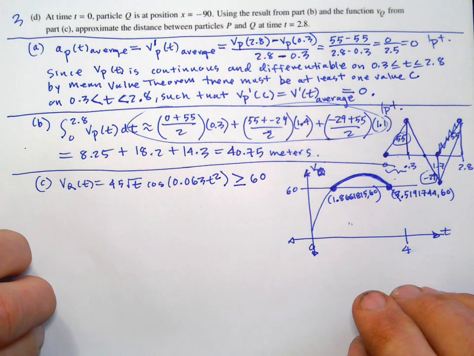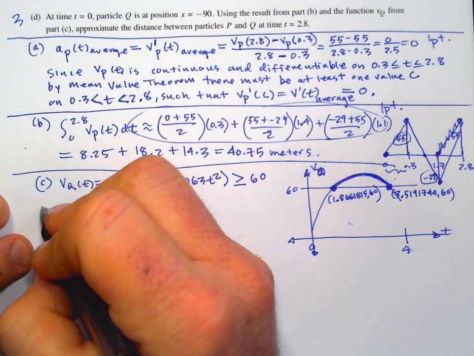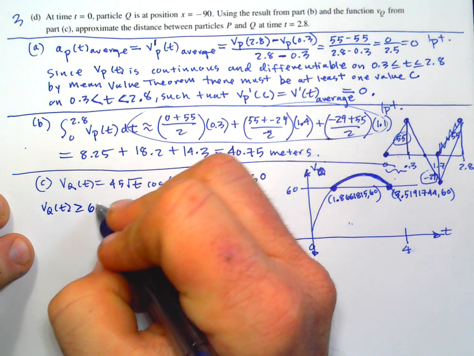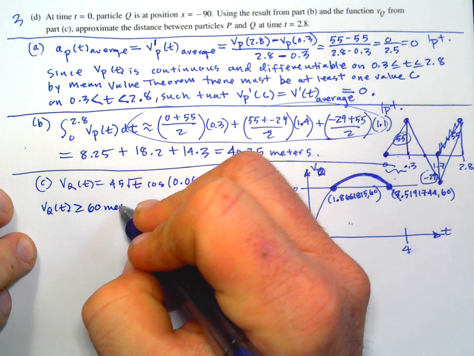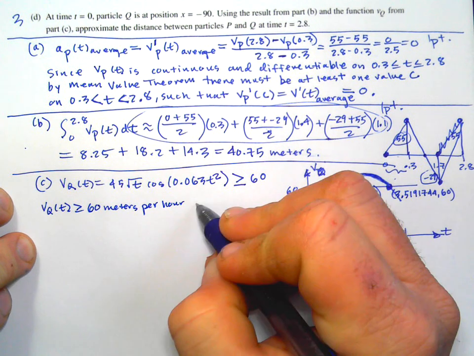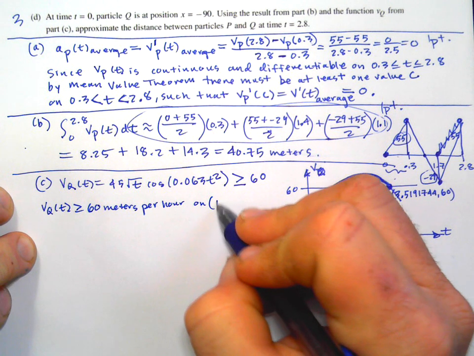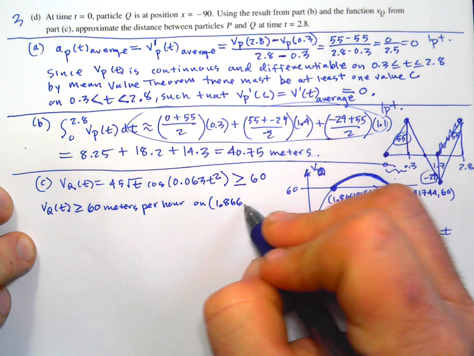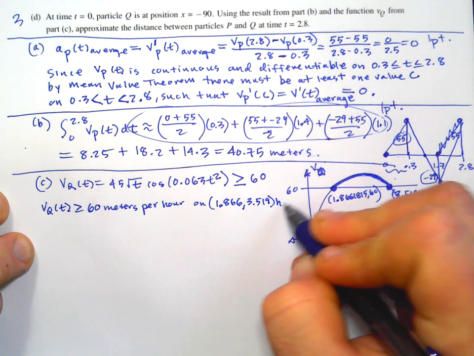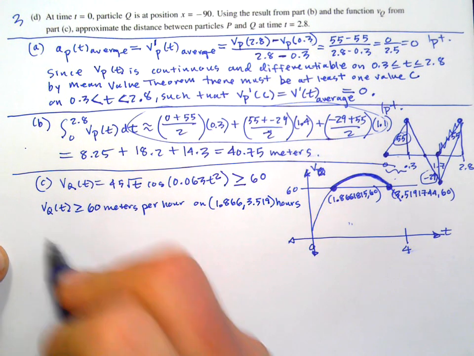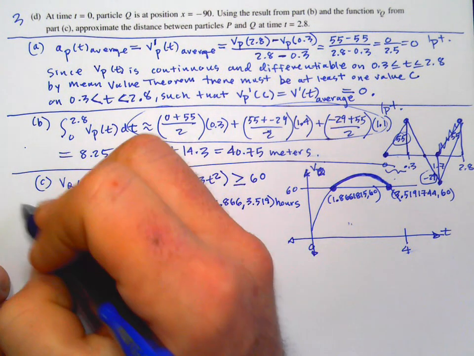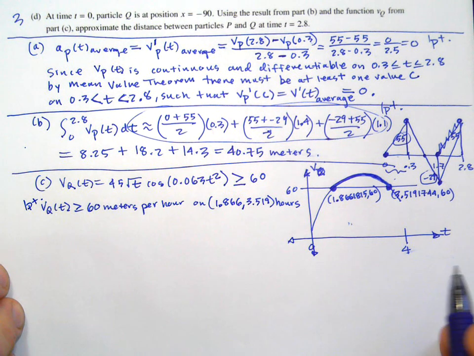So the first answer is, it says find the time interval when the velocity of particle Q is at least 60 meters per hour. So we're going to say velocity of particle Q is at least 60 meters per hour on the time interval 1.866, comma 3.519, round or truncate, comes out the same, hours. Okay, so that's one answer. And that's your first point out of 3 points on this part.